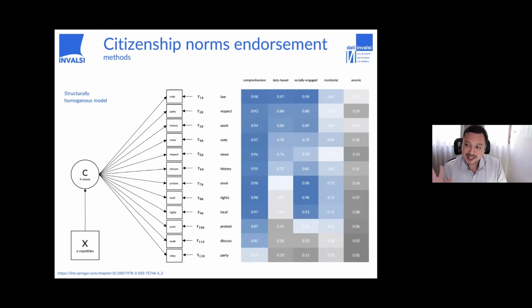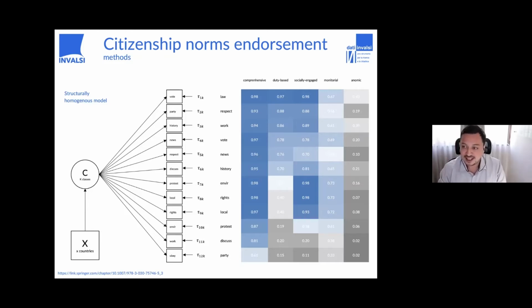So what I'm displaying now is the main result: the most likely number of groups that we need to describe the full dispersion of response patterns among the students. We have a group of students who are telling us that all the citizenship norms are important, and even within that group, the least endorsed citizenship norm is joining a political party. Then we have a group called the duty-based, characterized by endorsing the norms of following the rule of law, respect for authorities, and the importance of work. They are also more willing to vote in contrast to other profiles.